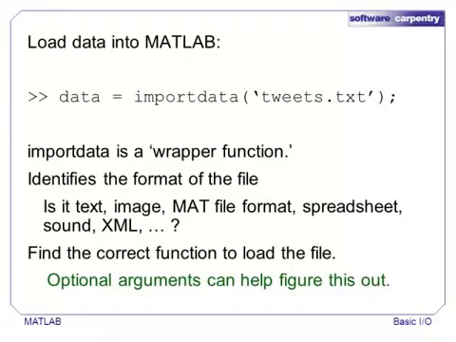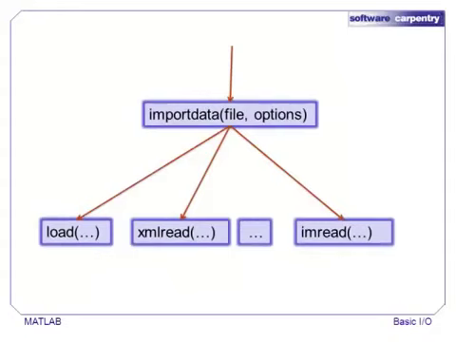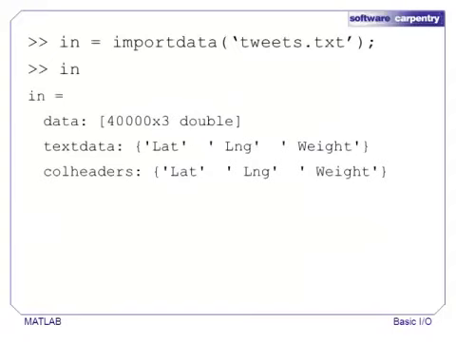Sometimes importdata may have trouble identifying the correct format of a file. This is especially true if the file uses an unexpected column delimiter or has multiple header lines. Type help importdata to see more information about optional arguments. Wrapper functions help hide internal details from the end user. In this case, importdata will call a function like load, xmlread, or imread depending on the file. Users do not have to remember which function to use in every situation. Importdata returns the input as a structure.